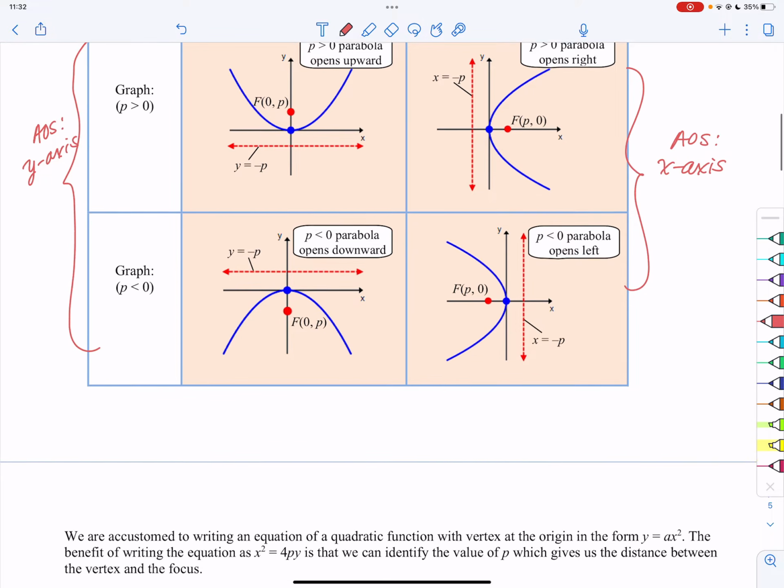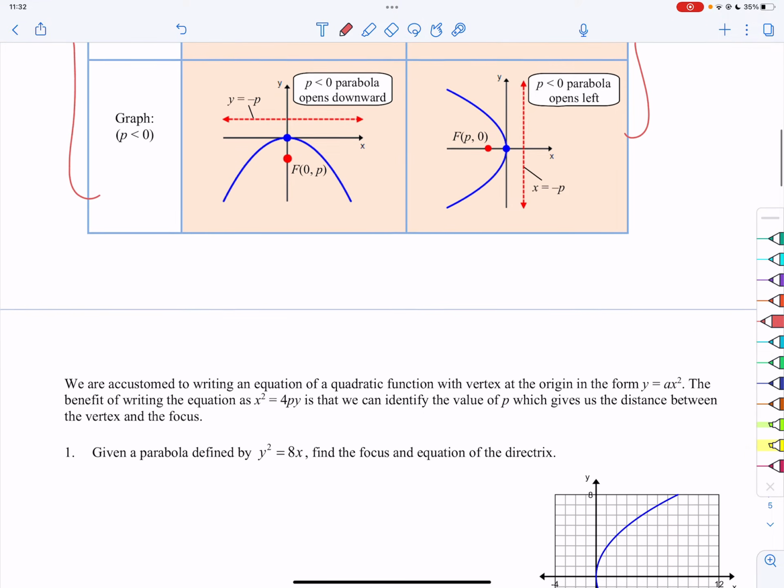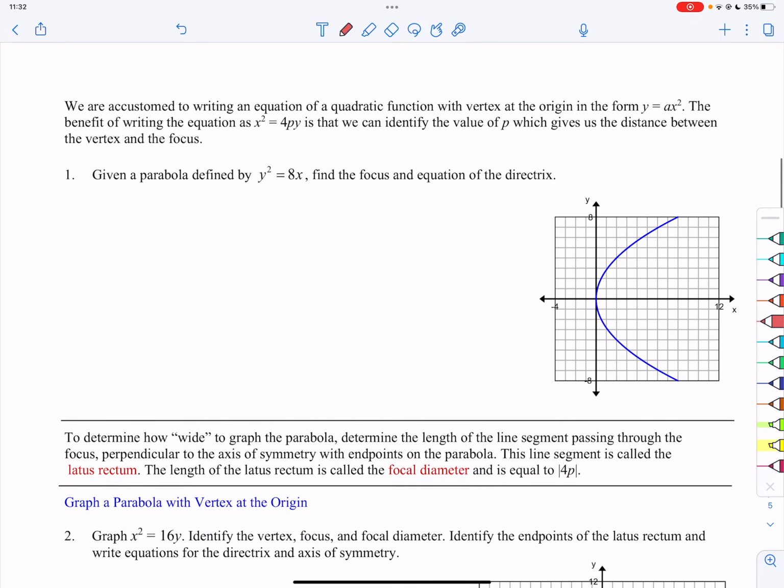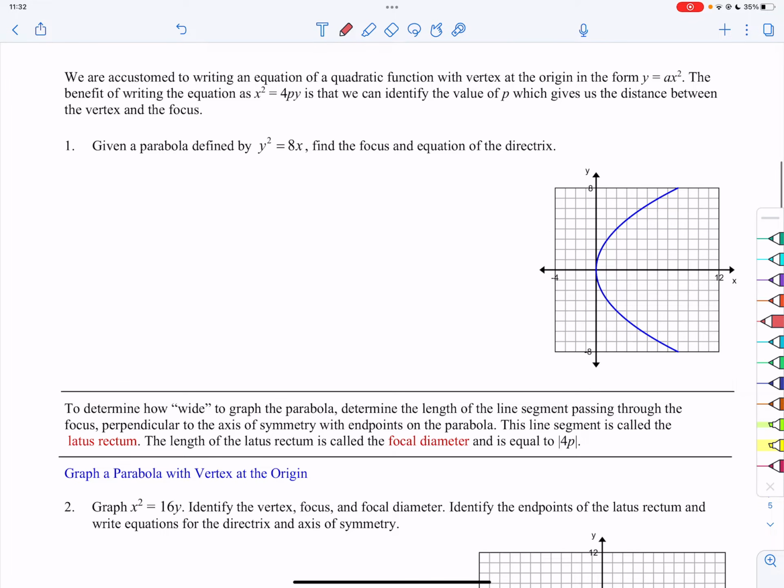Okay? So we are really used to writing the equation of a quadratic function with the vertex at the origin in the form of y equals ax squared. That's what we're most comfortable with. The benefit of writing the equation as x squared equals 4py is that we can identify the value of p, and that gives us the distance between the vertex and the focus. So that makes it pretty nice.